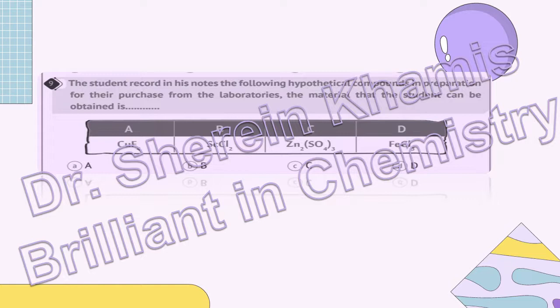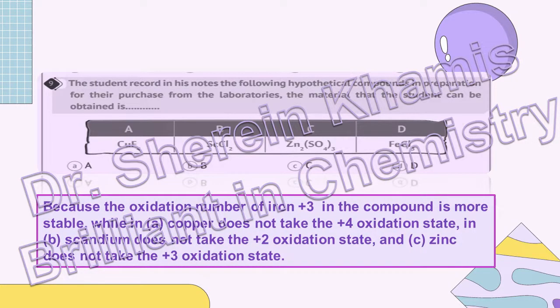We have the first one here, copper tetrafluoride, and we have scandium dichloride, we have zinc sulfate, and the last one ferric chloride. Okay, so if we discuss each choice, we have letter A, B, C, or D. If we mention that we have a material that we can get without any harmful effects, the oxidation number of the element will be plus 3 in the compound. This will be the more stable one.